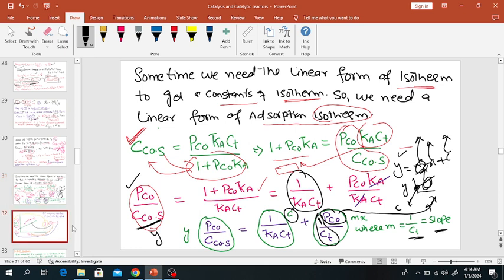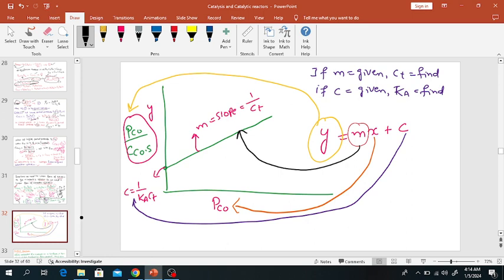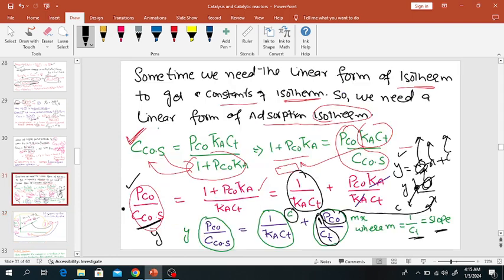Again, clearly, if the slope is given, suppose the slope is 2, we can obtain the active site concentration. It will be equal to 1 divided by 2, which is 0.5. So from the slope we can get the active site concentration, and from the y-intercept, suppose the y-intercept is 1, c is equal to 1 divided by K_A into C_t. This is the linear form of this equation.